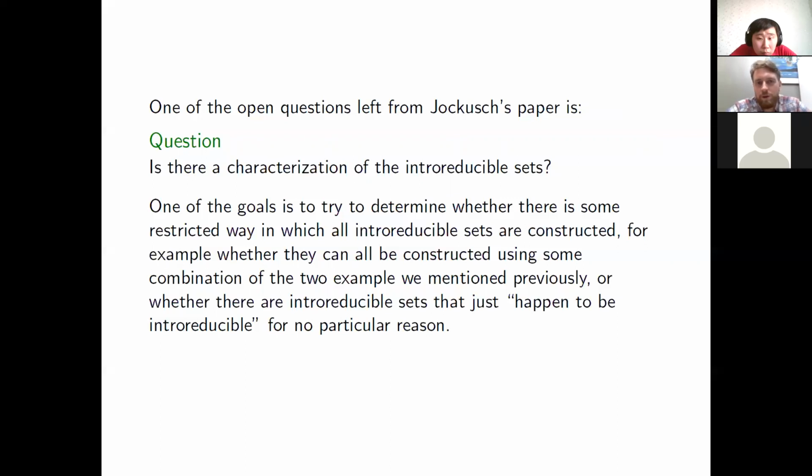And maybe your goal is, you've got these two examples of how to construct introreducible sets, and there weren't really other ways of constructing them. So maybe your hope is that by combining these two ways, you could figure out how to construct them all. Or you could at least come out with some way of understanding why things are introreducible. That would be a characterization of what it means to be introreducible. The other possibility is a non-characterization result: that introreducible sets can just happen to be introreducible, not for any reason you can write down other than that they are.